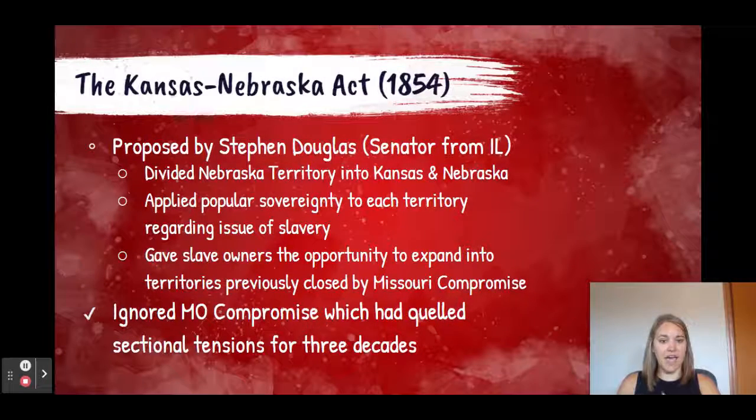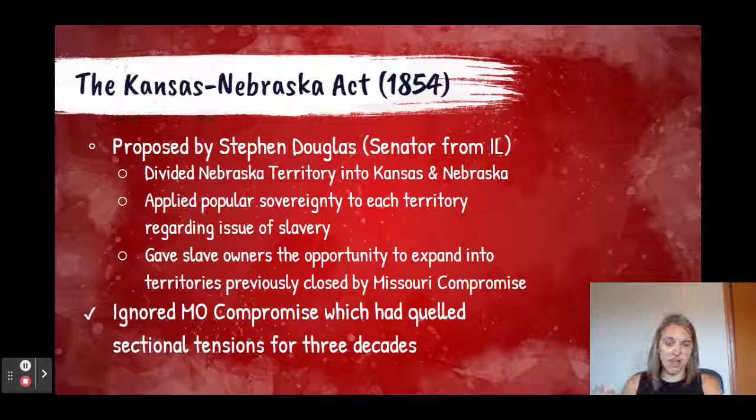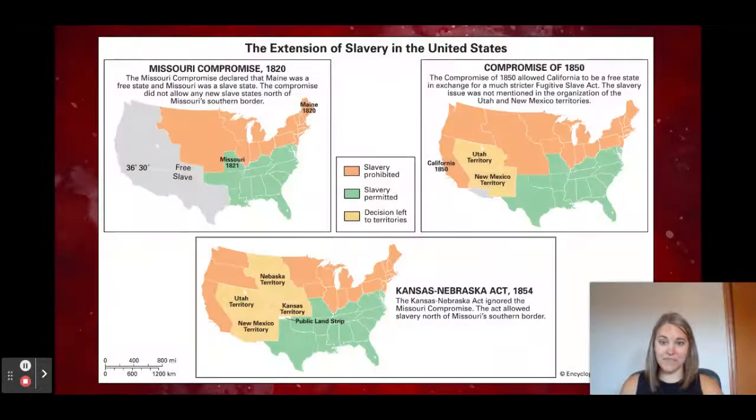So, with the Kansas-Nebraska Act, we see this being proposed by Stephen Douglas, a senator from Illinois, who becomes a future presidential candidate. Included in this Kansas-Nebraska Act is that it divided the Nebraska territory into Kansas and Nebraska. It would apply popular sovereignty in each territory, and it would give slave owners the opportunity to expand into territories that had previously been closed by the Missouri Compromise. So it essentially would ignore the Missouri Compromise, which had quelled those tensions for 3 decades.